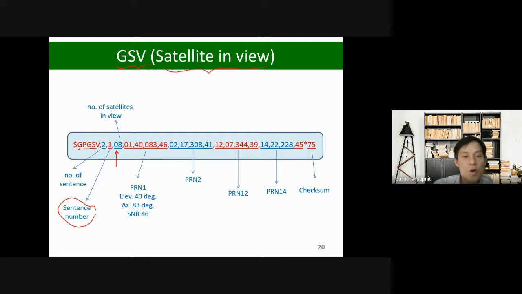And then it goes on for each satellite, like satellite number 1, we call PRN1, at elevation 40, azimuth 83 degrees, and what are the SNR levels, right? Generally, an SNR level above 35, 40 is considered good quality. The next one is PRN2, which is satellite number 2, with elevation, azimuth, and so on. Then followed by satellite number 12, 14, and so on. If there are more lines, you go to the next line and read out, and so on.